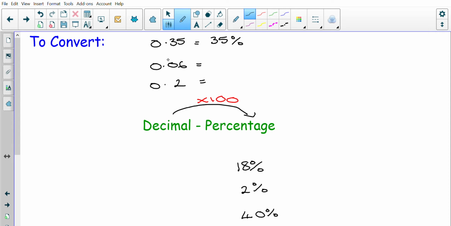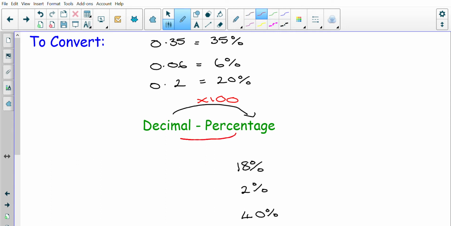0.06 multiplied by 100, again move the decimal point 2 places, 1, 2, so that would give us 6%. And for a decimal of 0.2, if we move the decimal point 2 places to the right, 1 would give us 2. If we move it another place to the right, we'd have to put in a 0, so that would be 20%. So converting a decimal to a percentage, we need to multiply by 100.